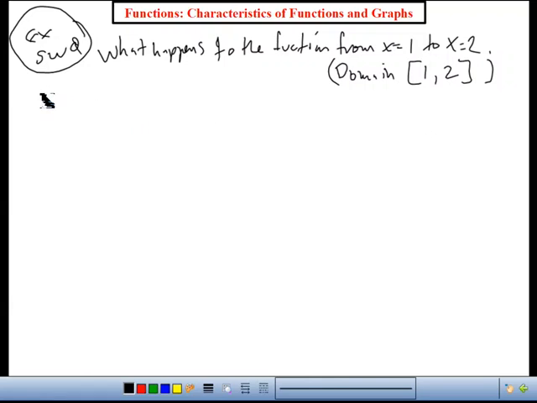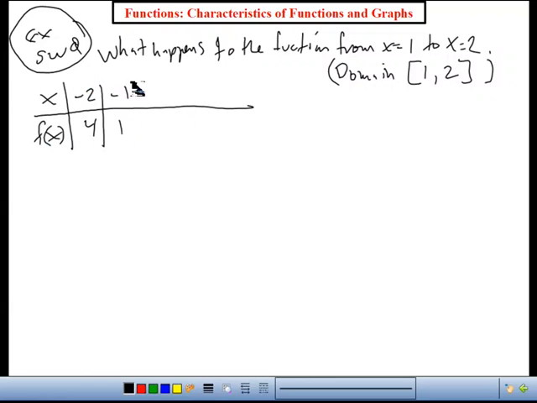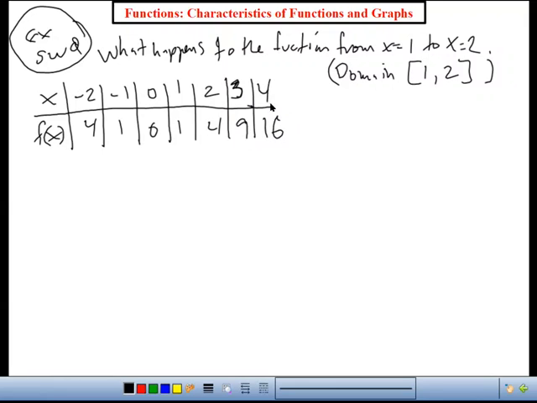Let me give you a table. x, f of x. -2, 4. -1, 1. 0, 0. 1, 1. 2, 4. 3, 9. And one more, 4, 16.